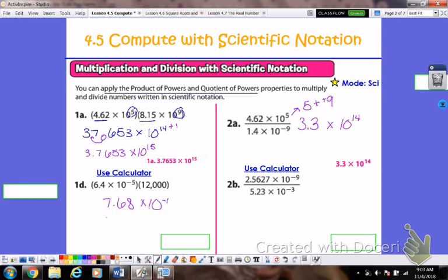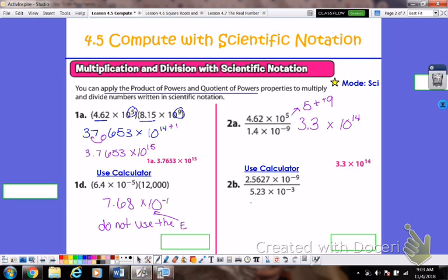Now be careful when you write it out using your calculator. You cannot put E. So do not use the E. You must replace it with this times 10 part. Okay, that's how your calculator shows scientific notation. Okay, so same thing over here.